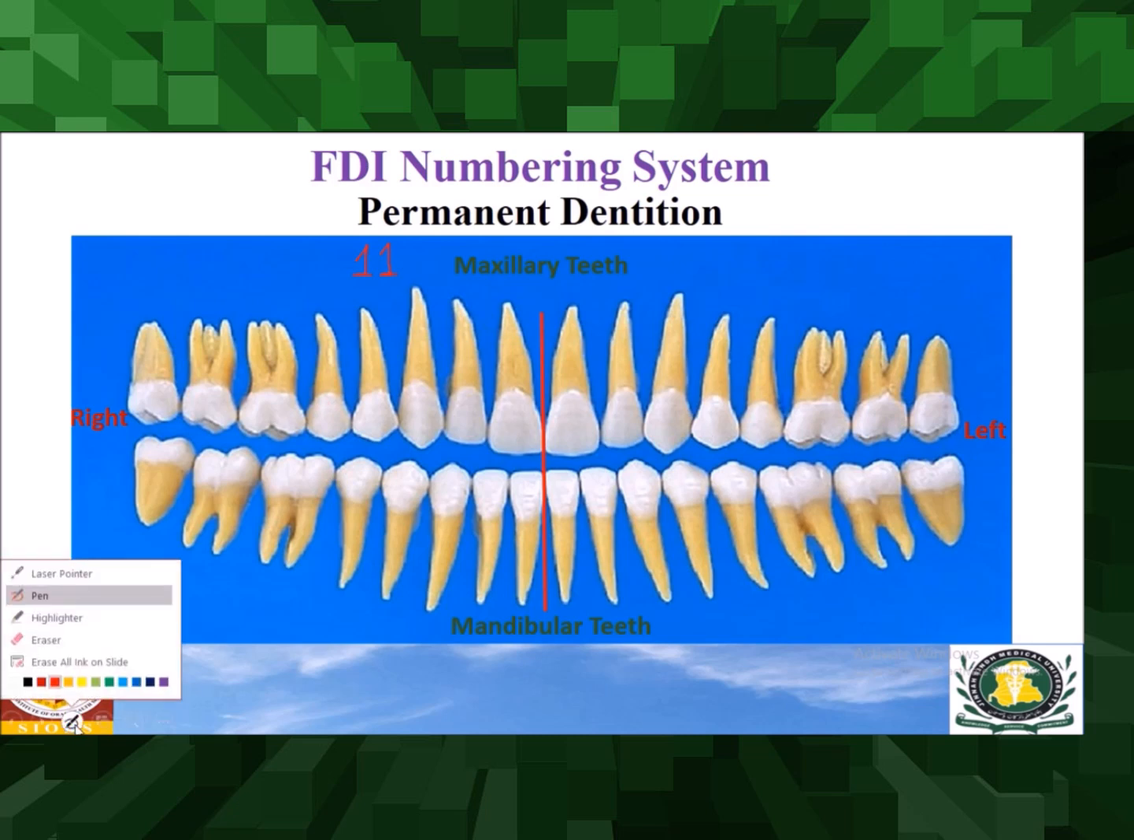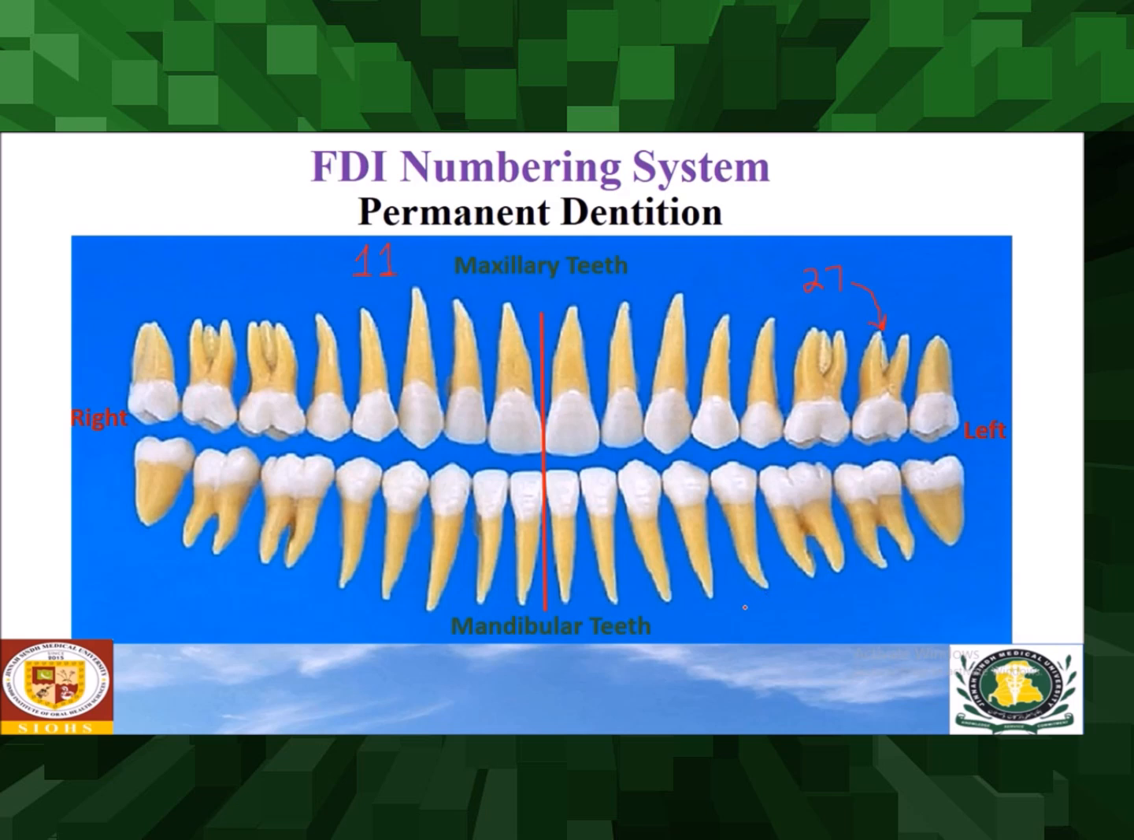Now the maxillary left second molar. This tooth is the maxillary left second molar. This is the first molar, this is the second molar. The quadrant number in the FDI notation system is number 2. Now this tooth is 1, 2, 3, 4, 5, 6 and 7. So this tooth is referred to as 2, 7 in the FDI notation system.